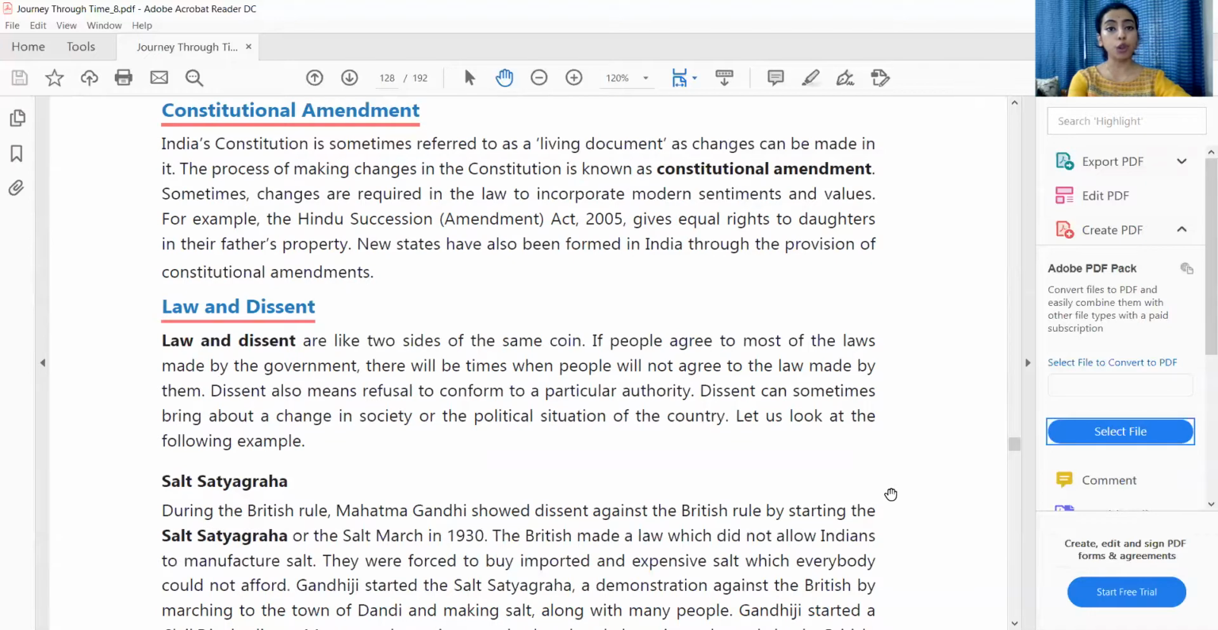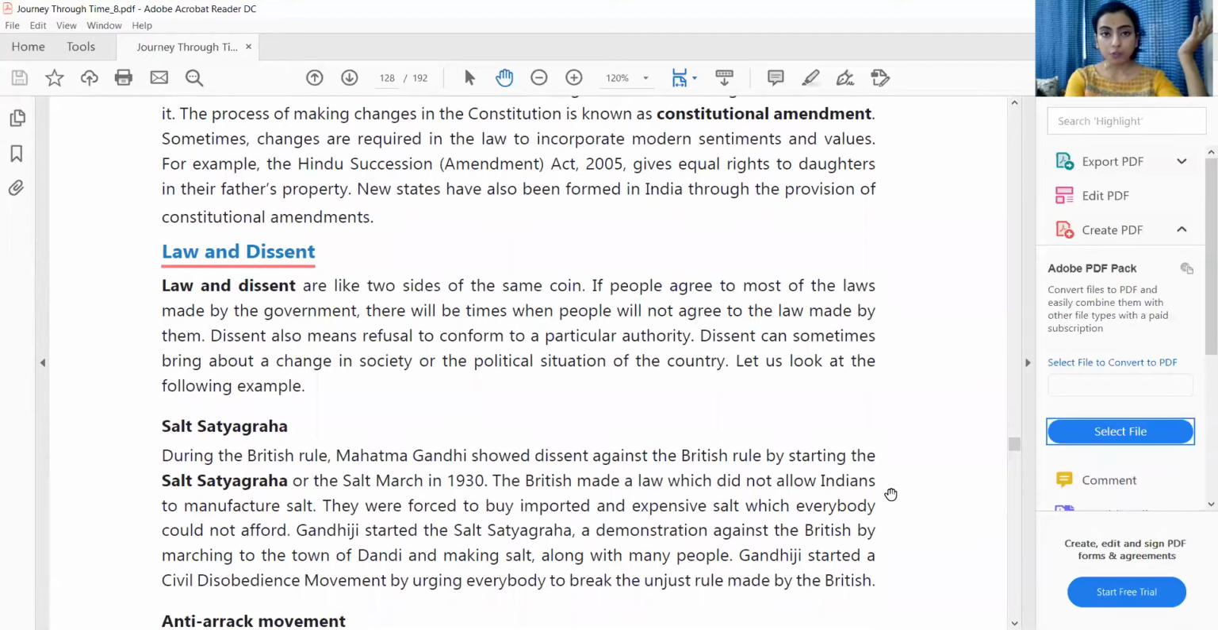Now let's look into law and dissent. Now we understood law is always something like do's and don'ts, some rules and regulations. Dissent means when you disagree, a refusal, all right? So law and dissent are always two sides of the same coin. Why is it so? People may agree to most of the laws made by the government, but there will be times they will not agree. We are in a democratic country. Now, if a law is passed, it is not mandatory that people have to accept it. People might reject it. People may disagree with it. So that is known as dissent.